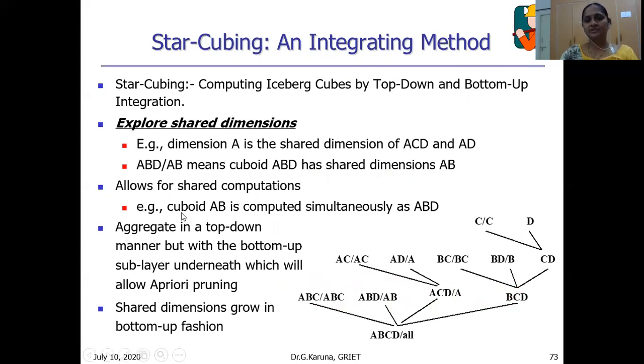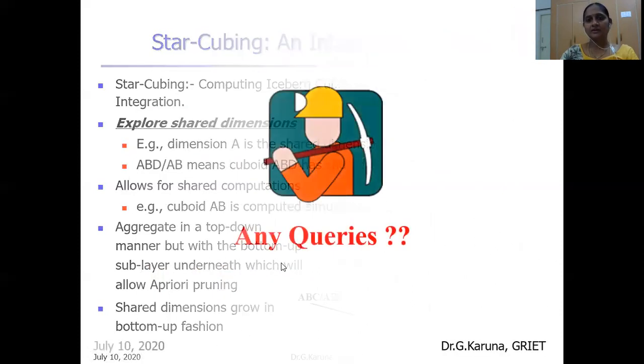It allows for shared computations. For example, cuboid AB is computed simultaneously with ABD. Here, both the bottom-up approach as well as the top-down approach are taken simultaneously. Aggregate in a top-down manner, but with a bottom-up sub-layer underneath which allows the a priori pruning. The same as it is using a priori pruning, we are going to calculate. These shared dimensions grow in bottom-up fashion. This is about star cubing.